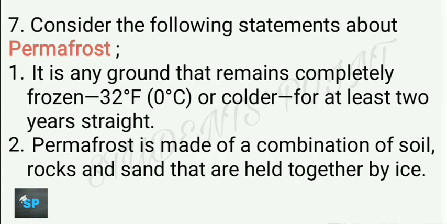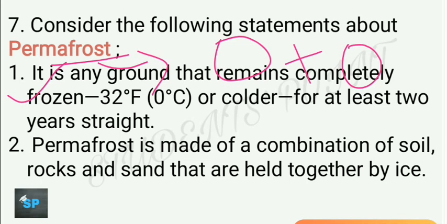Consider the following statements about permafrost. Permafrost is any ground that remains completely frozen at 32 degrees Fahrenheit or 0 degree Celsius or even colder than that for at least 2 years straight. This statement is correct. So here the definition suggests that permafrost is defined on the basis of its temperature and the duration for which it was frozen.